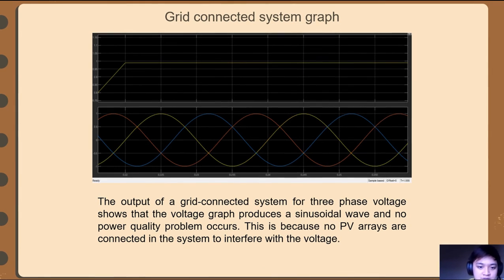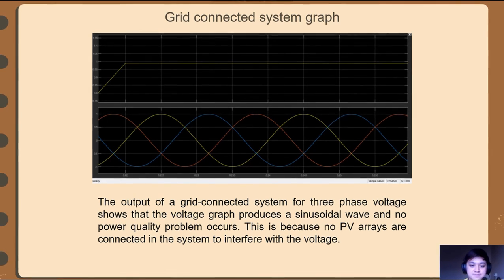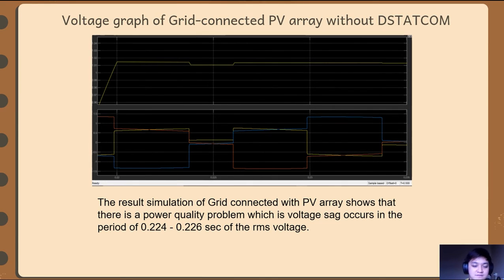This is the first result, which is the grid-connected system graph. The output of a grid-connected system for three-phase voltage shows that the voltage graph produces a sinusoidal wave and no power quality problem occurs. This is because no PV arrays are connected in the system to interfere with the voltage. Then, to achieve the objective of this project that focuses on the PV system, the grid will be connected to a PV array system to demonstrate the effect of the PV array system. So this is the voltage graph of grid-connected PV arrays without the STATCOM.